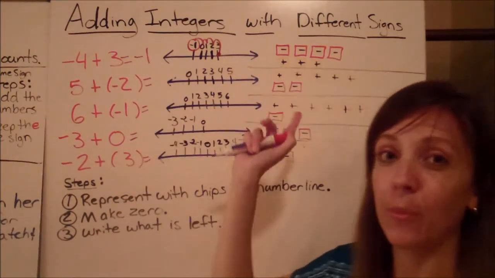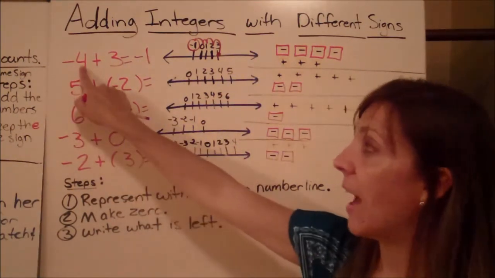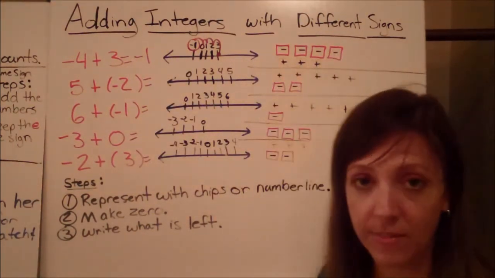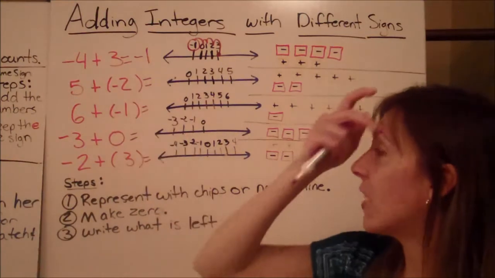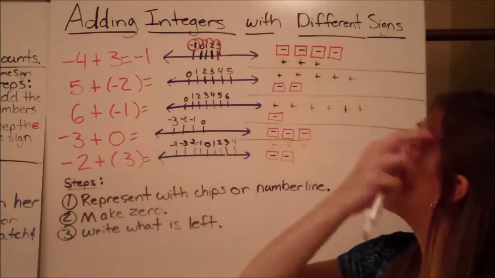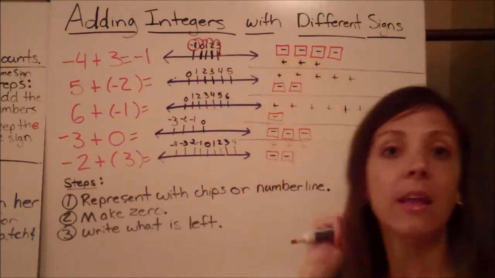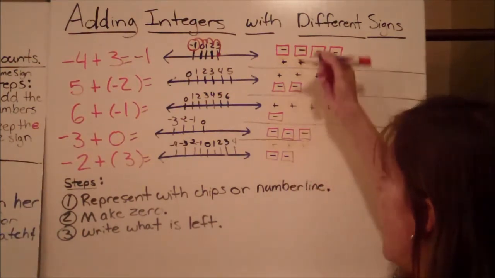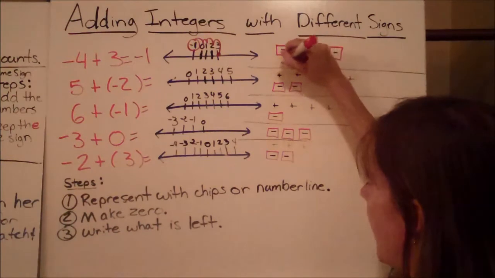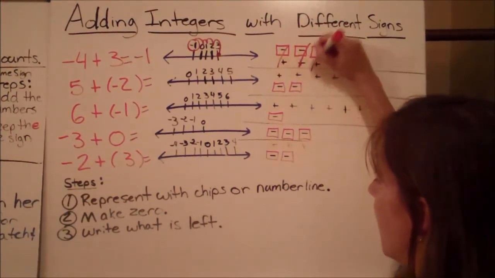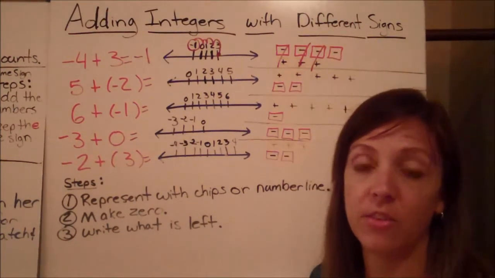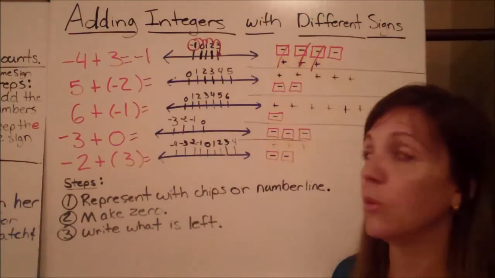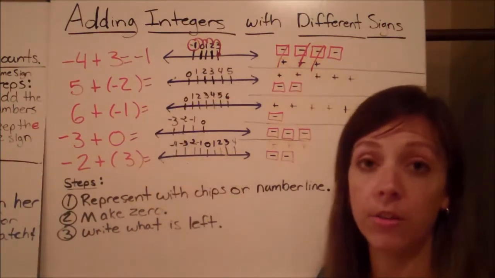We're going to make 0 with our integer chips. I have negative 4: 1, 2, 3, 4 negative integer chips. I have 3 positive integer chips. So here's my 1, 2, 3 positive integer chips. And when I put them together, this is what happens. I cancel out 1, 2, 3 sets of integer chips, and I only have 1 negative left over, which is what we represented on our number line also.